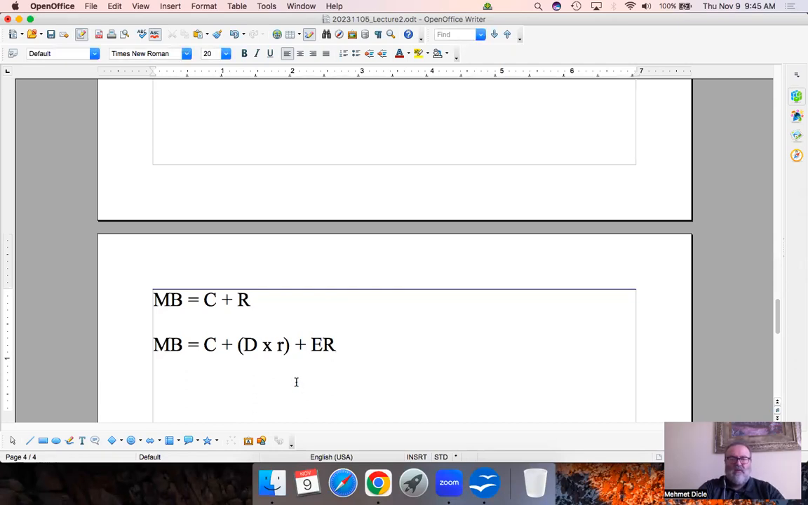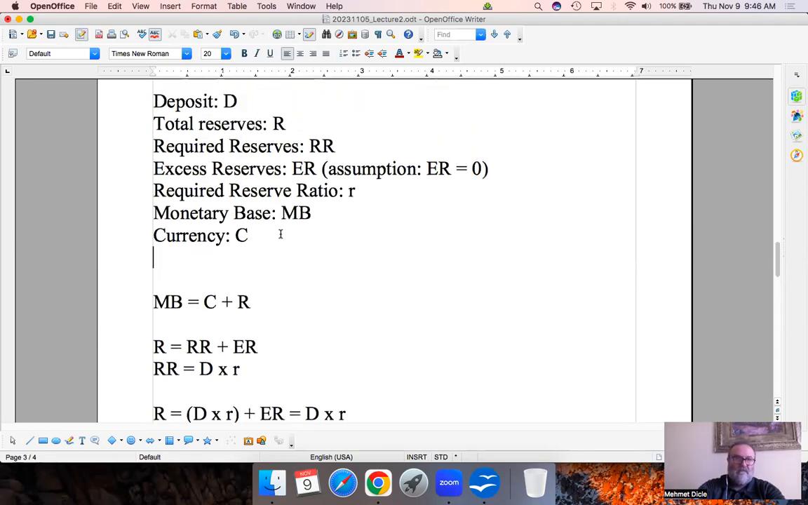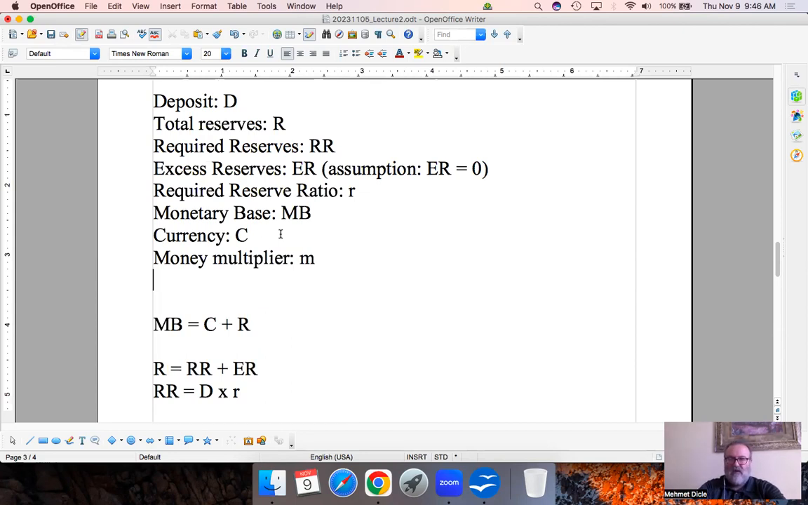So the money multiplier is actually a link, right? So, okay, let's go back again. Let's include right here the money multiplier, M.